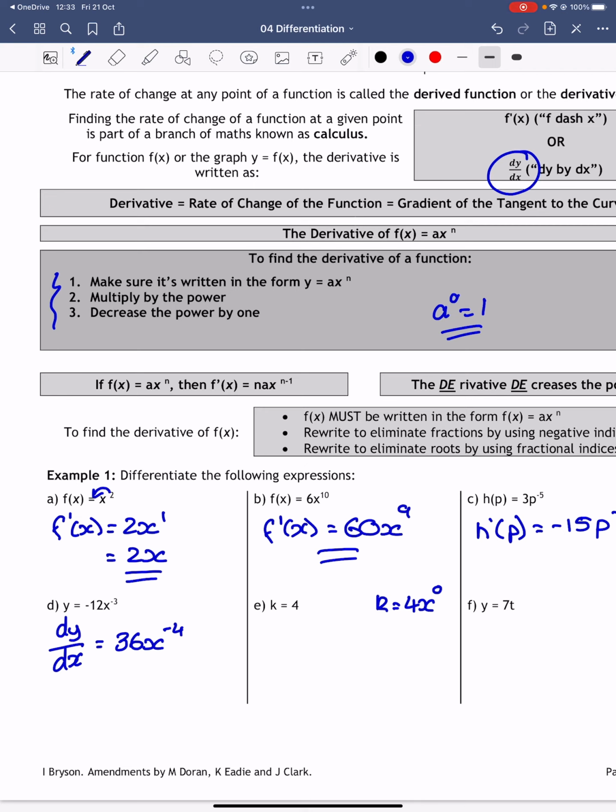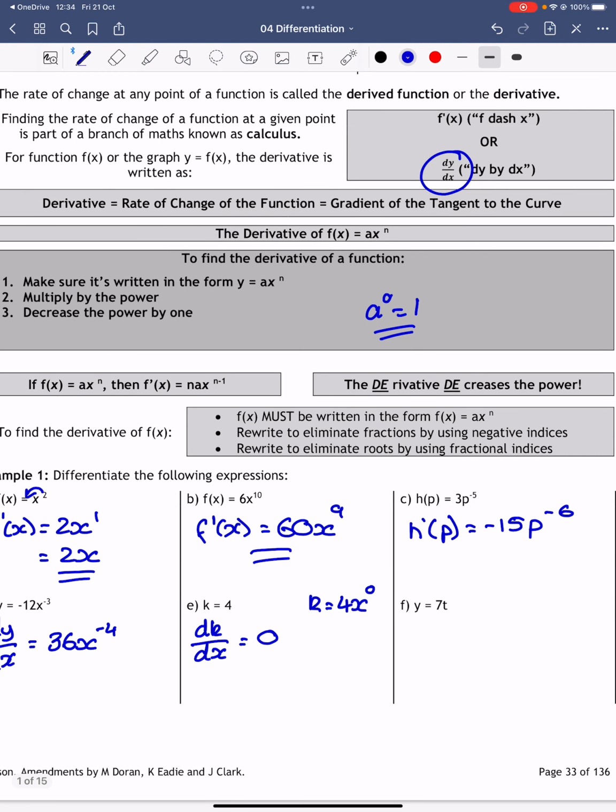So I can just say dk by dx, bring the 0 down, multiply it by the 4, then drop the power by 1, but it all just becomes 0. Now, you don't have to go through that process every single time you differentiate a function when it's just a number. Numbers always automatically go to 0. So just remember that.